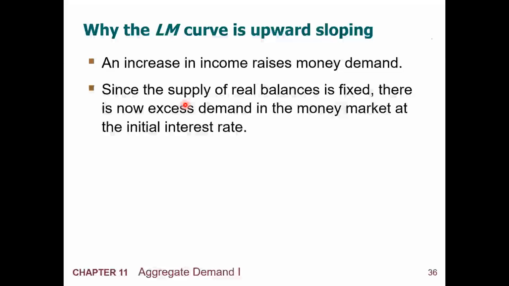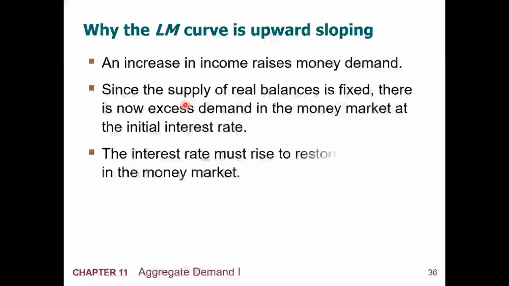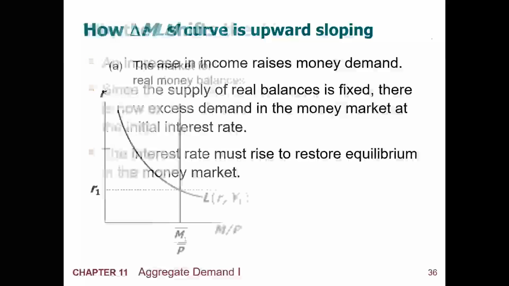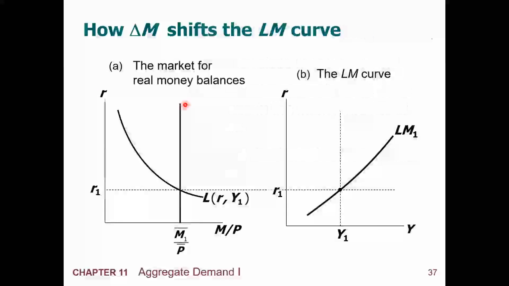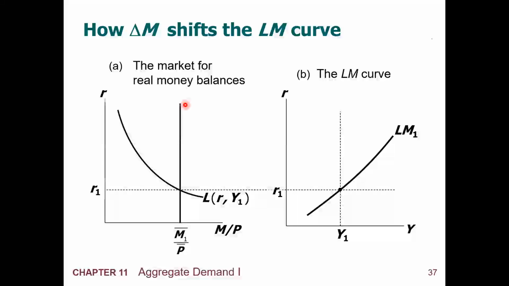So since the supply of real balances is fixed, there is no excess demand in the money market at the initial interest rate. So the interest rate must rise to restore equilibrium in the money market. All right. So how a change in money supply shifts the LM curve.